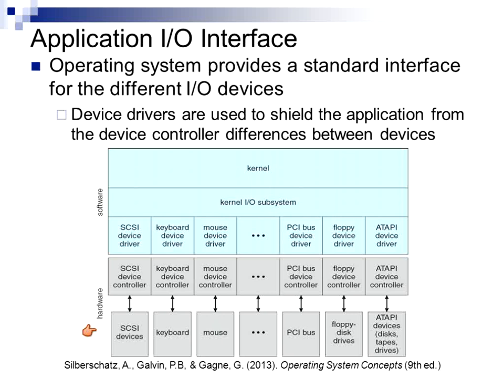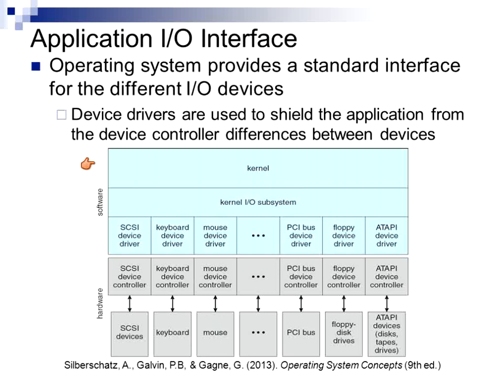Now, all these devices, if you think about it, are very different. A keyboard is very different from a mouse, which is very different from a floppy disk drive, which is very different from a disk. And so what we're trying to do is make it so that at the upper layers in the operating system and at the application layer, it's very simple. You just read and you write.